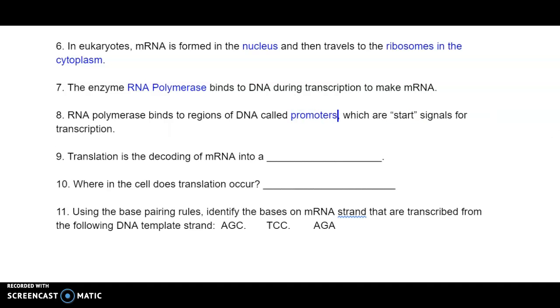Promoters. Promoters are going to signal when to start making that RNA, the mRNA molecule, and then there'll be another place that'll tell it to stop making it. So this is all you need to stop making it right there.